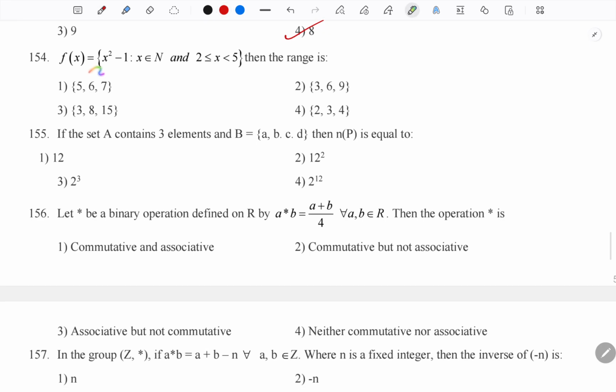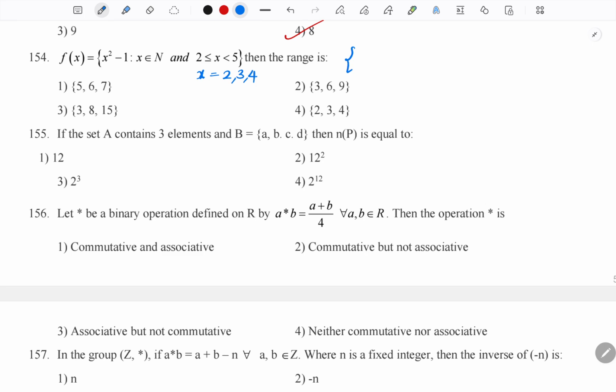If f of x equals this, is it set builder form or roster form, students? It's a set builder form, right? It's a statement related. What is the roster form? Whenever possible, write commas, like this one is roster. It's a set builder form first, then there is some range. First, what are the possible values of x here? So x will take 2, 3, 4, but it won't take 5, it will take less than 5. Substitute those values respectively, then write the range here.